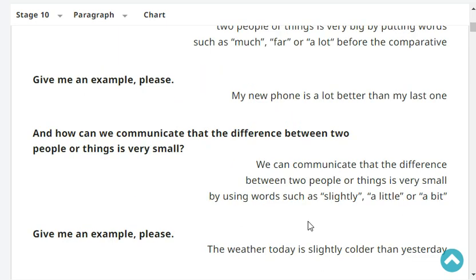Very good. And how can we communicate that the difference between two people or things is very small? We can communicate that the difference between two people or things is very small by using words such as slightly, a little, or a bit. Give me an example, please.